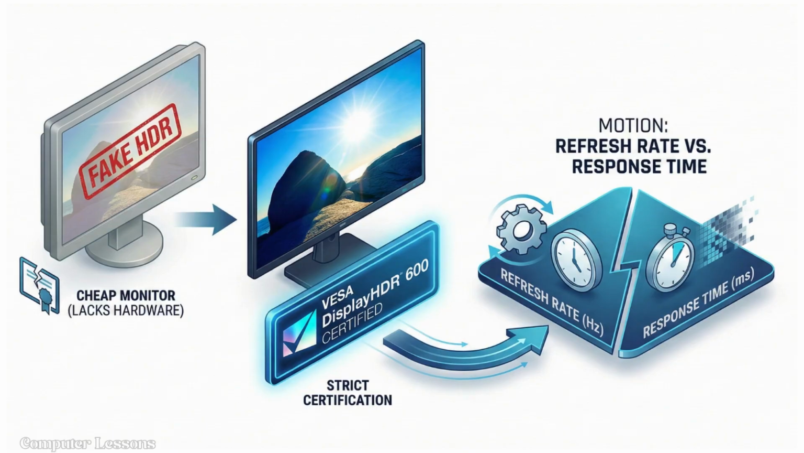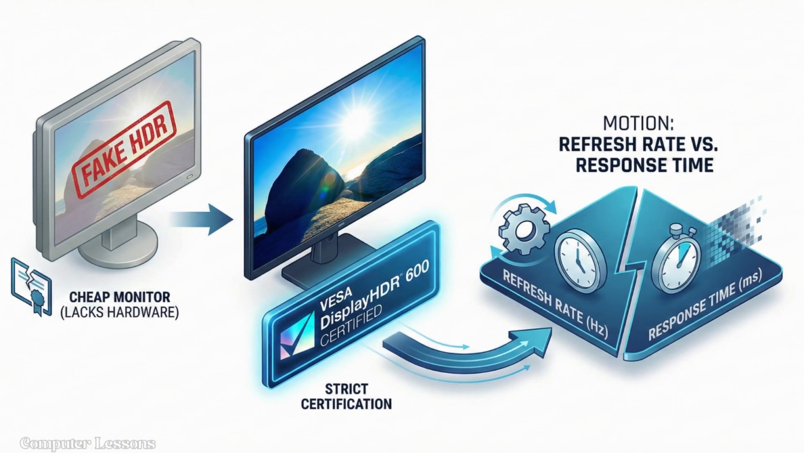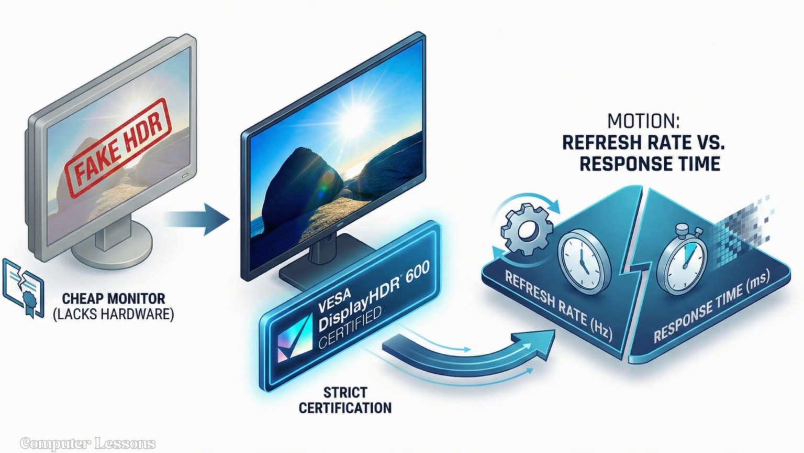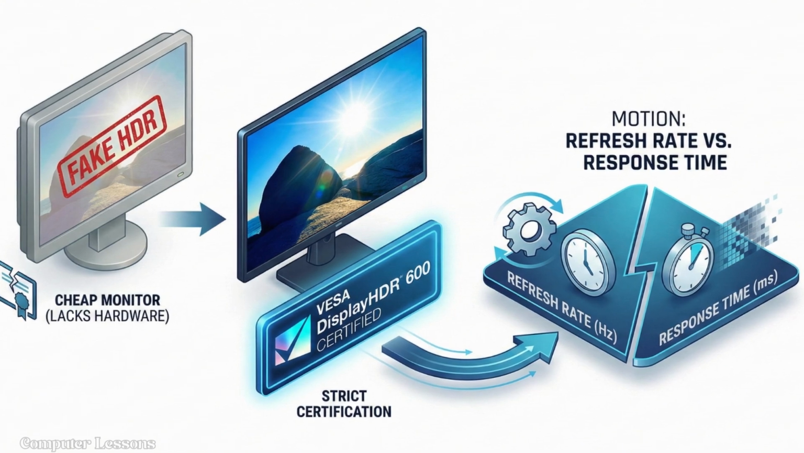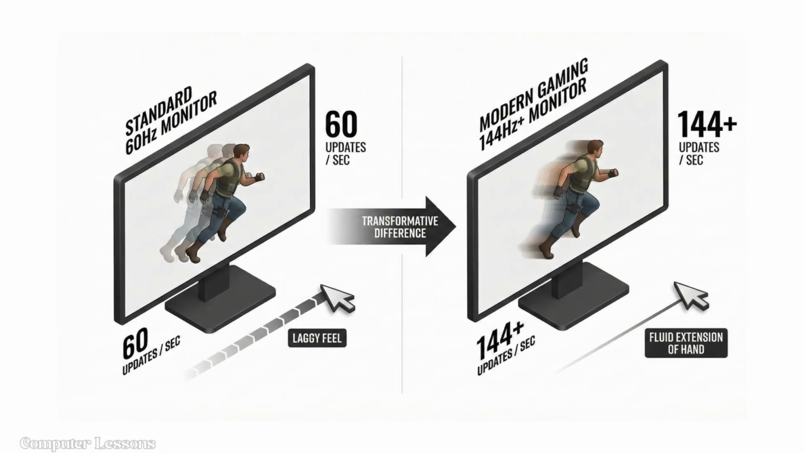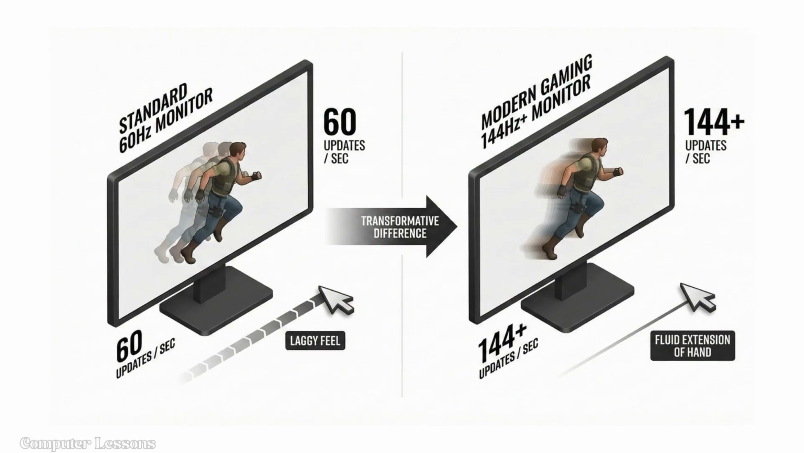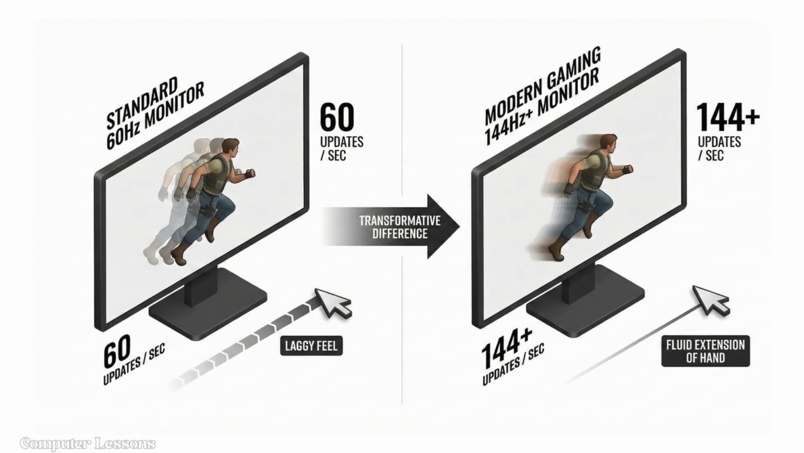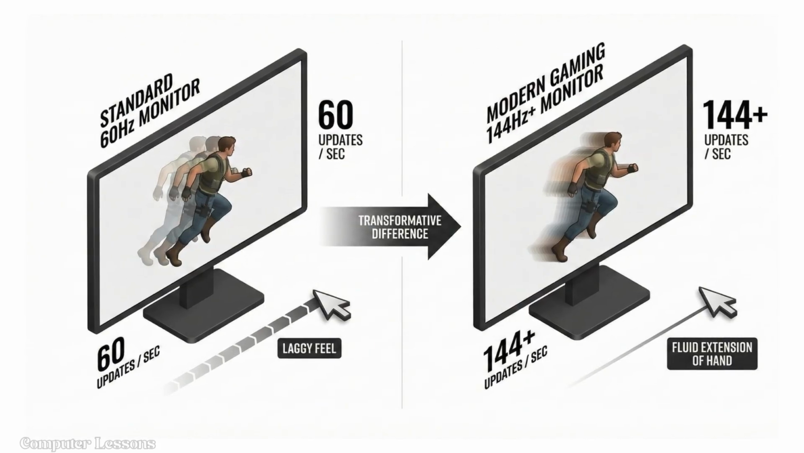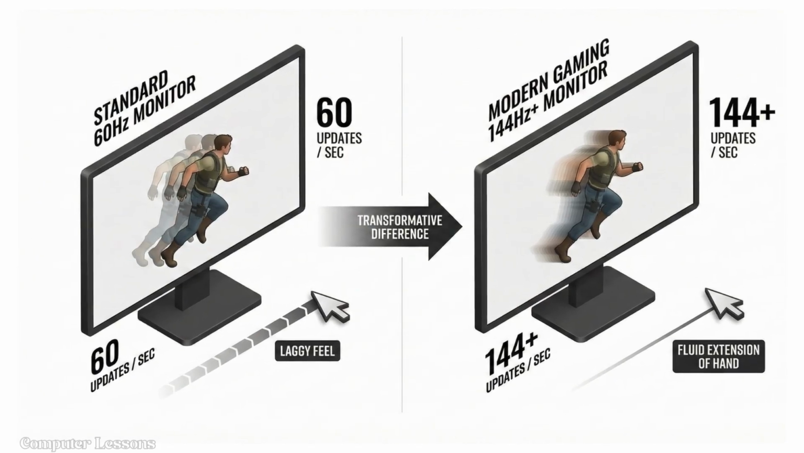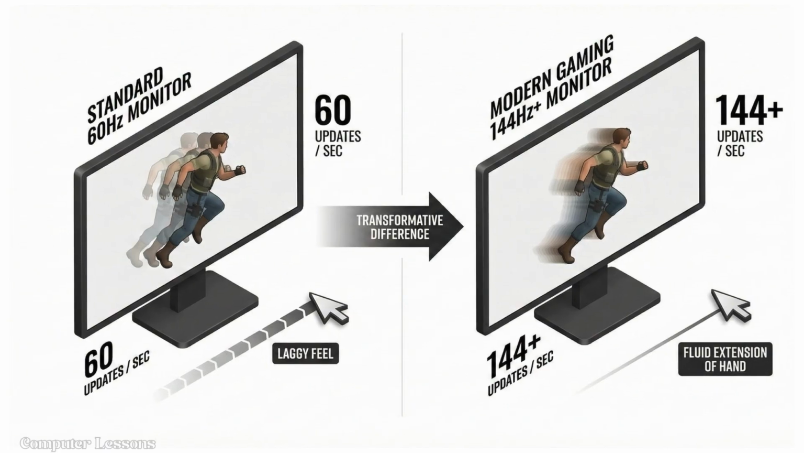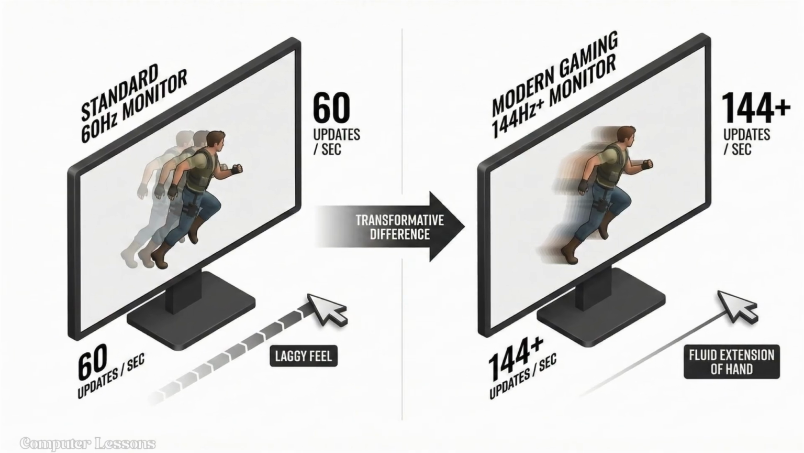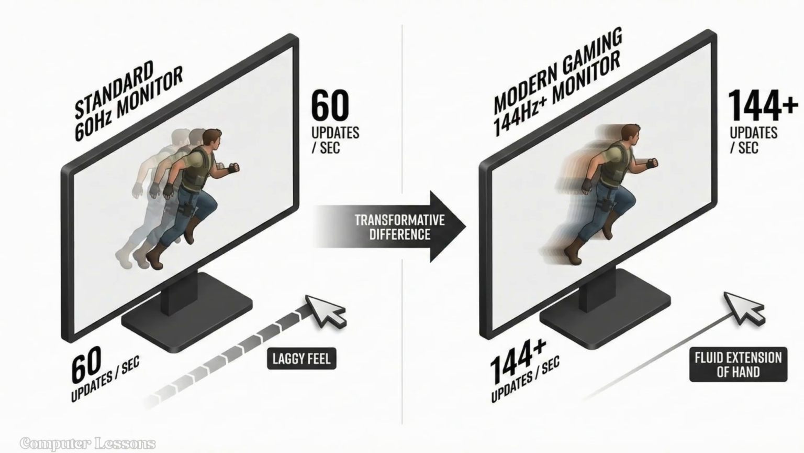Now, let's discuss motion, specifically the difference between refresh rate and response time. Refresh rate, measured in hertz, is how many times per second the screen updates the image. A standard office monitor is 60 Hz, while modern gaming monitors run at 144 Hz or higher. The difference is transformative. Motion becomes fluid, and your mouse cursor feels like an extension of your hand.